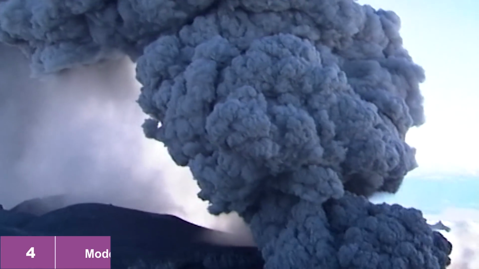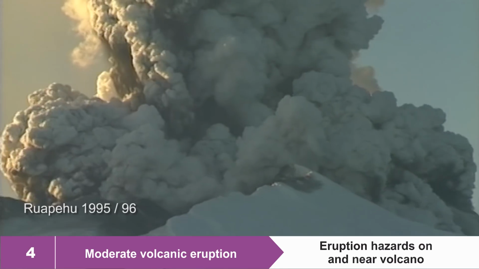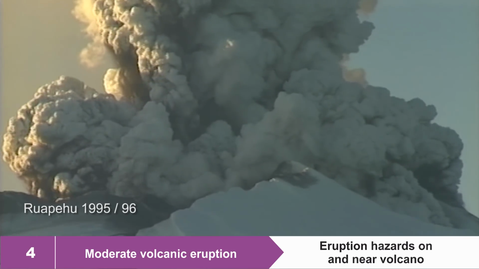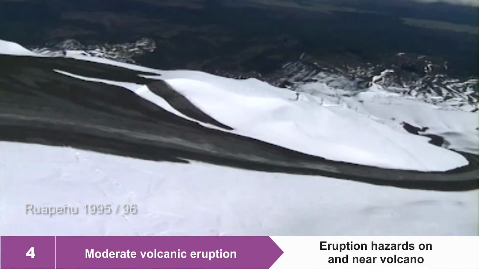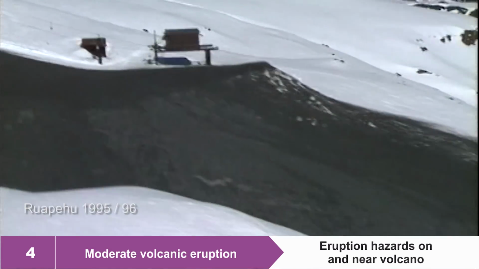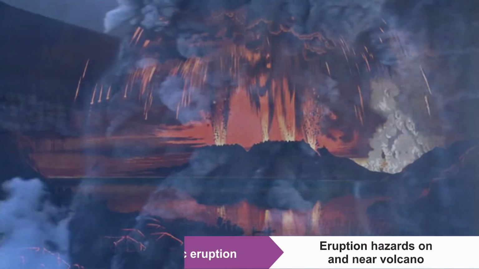Volcanic alert level four is a moderate volcanic eruption, and this is where the hazards extend way beyond the active crater onto the flanks of the volcano and maybe even more distant. There may be lahars or lava flows or debris flows on the flank of the cone. There may be ballistic blocks being thrown from the crater.